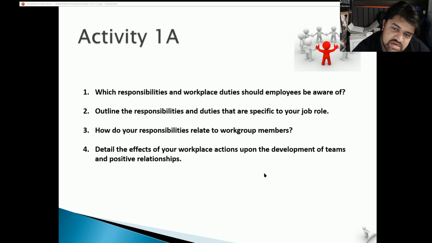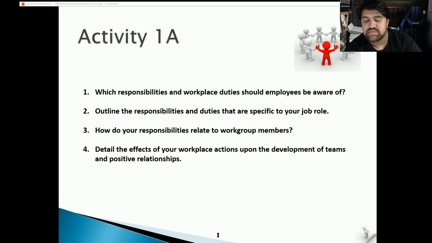Outline the responsibilities and duties that are specific to your job role. So for us, as we are chefs or cooks, if we are planning to work as a chef in a team, we need to understand our job role. We need to make sure who is leading the team, what role we play, and what role other participants in our team play, so everybody knows where the direction of the team is going.